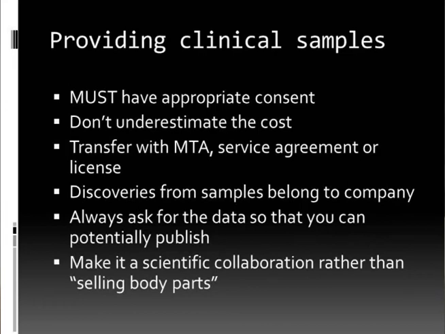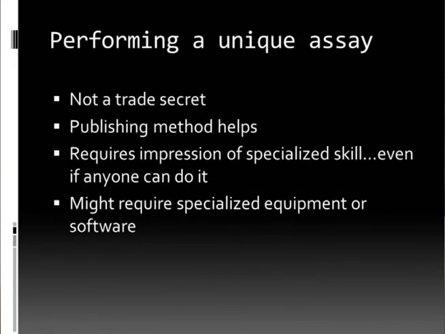So that's biological samples. Performing unique assays. Unique assays are not a trade secret. It's actually better if you publish them so that there's a track record behind them and so that you can go to folks and discuss it and show how it's validated. In contrast, if you keep the methods a secret, they're not going to be terribly useful to them. Even if you tell them how to do it and you hand them the protocols, it's still easier and less expensive for you to do it for them.